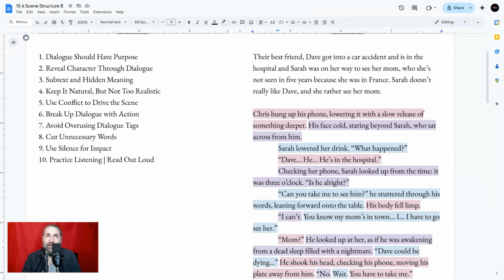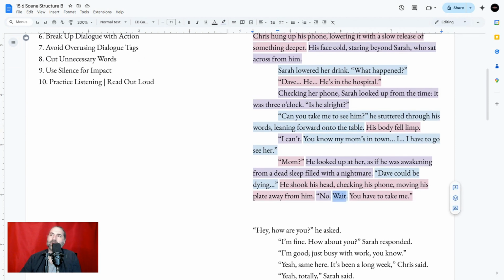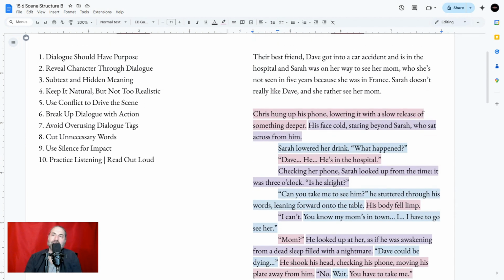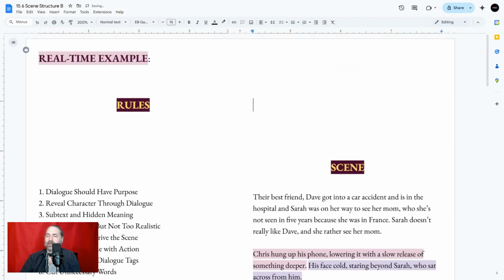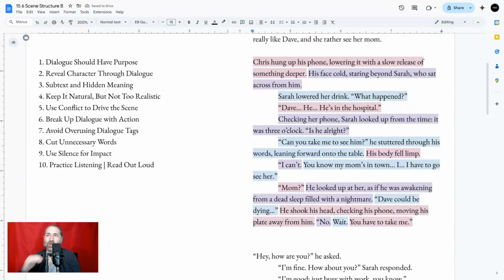And Chris is clearly like, he's not saying, no, wait, you have to take me. No, like, what are you talking about? And then wait, you want to go see your mom? Like, Dave is in the hospital. Like, that's the subtext. That's how powerful a word can be. Okay, that's how we create subtext, because you, as the writer, need to understand what is pulling them through the situation for the dialogue to have that strength, that power.